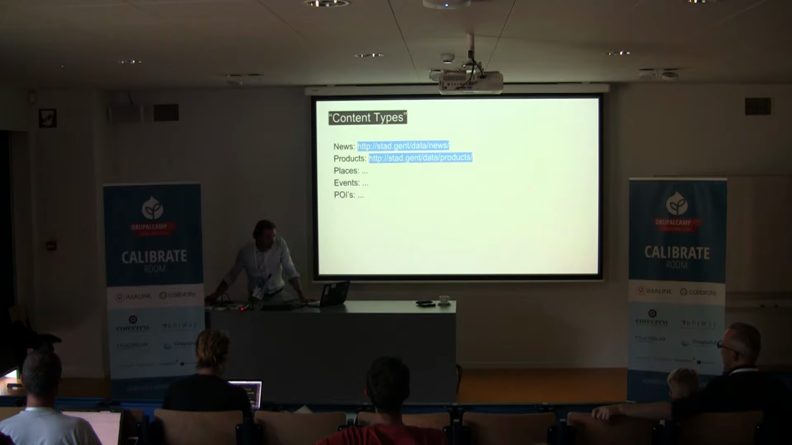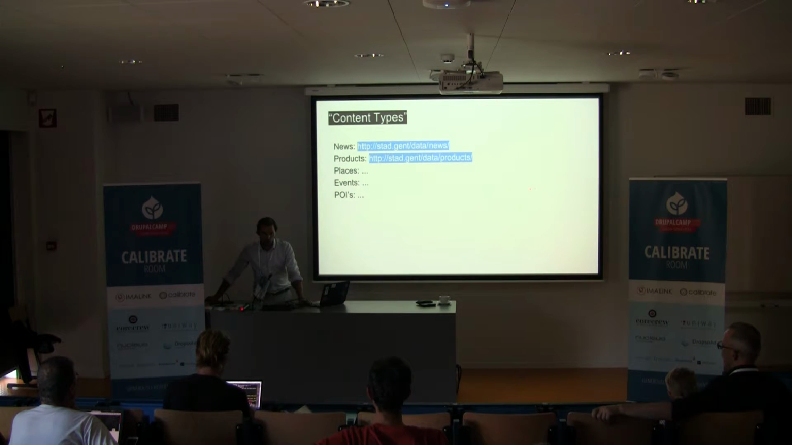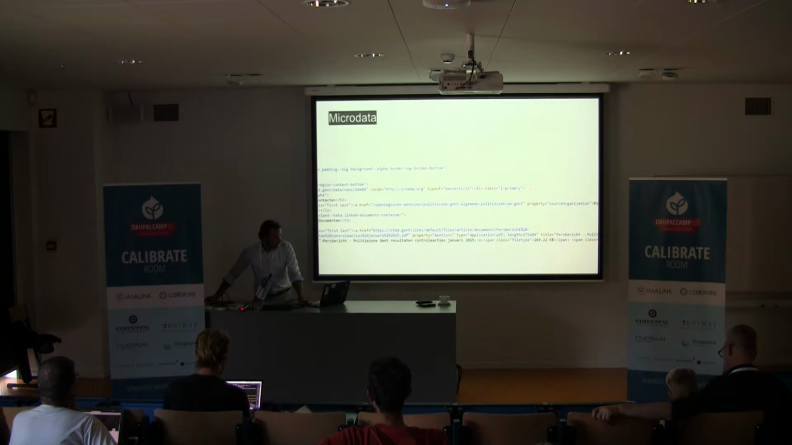We are now describing news, products. Products in the government context means all the services you can get. So that's subsidies or help, and the City of Ghent has about 480 products. A lot of places, events, points of interest, all this stuff. It's all on the website, and it's also all described semantically in our store, and you can get it as RDF. There's another way of doing it. It's called microdata. Who knows microdata?